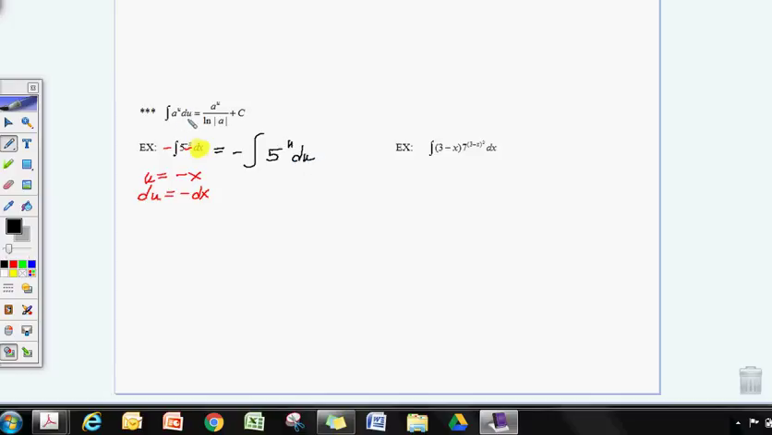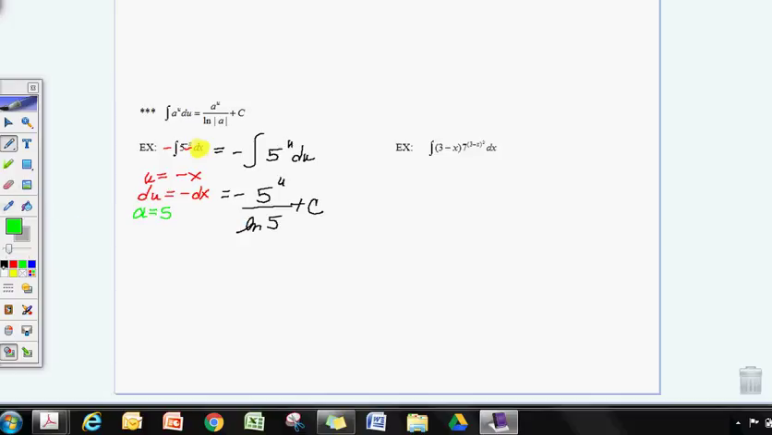Okay, so now looking at my pattern, my answer is going to be negative 5 to the u, that's a to the u, divided by the natural log of 5, and then my plus c behind it. So something new that you may want to put in here just to help you when you look at your pattern, you may want to put your a value equals 5. So you can also just easily look at this little reference and plug and chug.